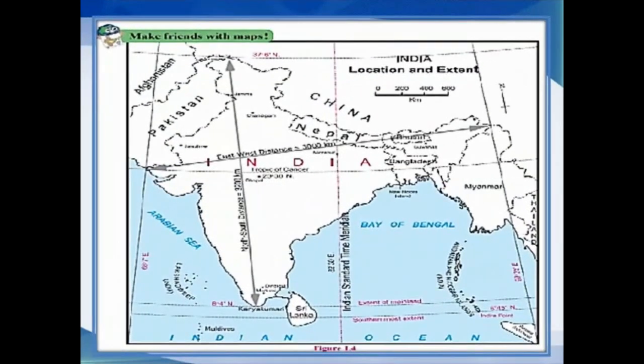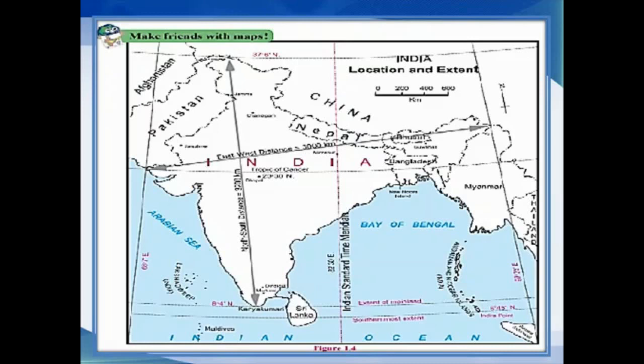Look at the figure and answer the following questions. First, considering the longitudinal extent of India, how many longitudes with a difference of 1 degree can be drawn on the map? Answer: 29 degree longitudes with a difference of 1 degree can be drawn on the map.